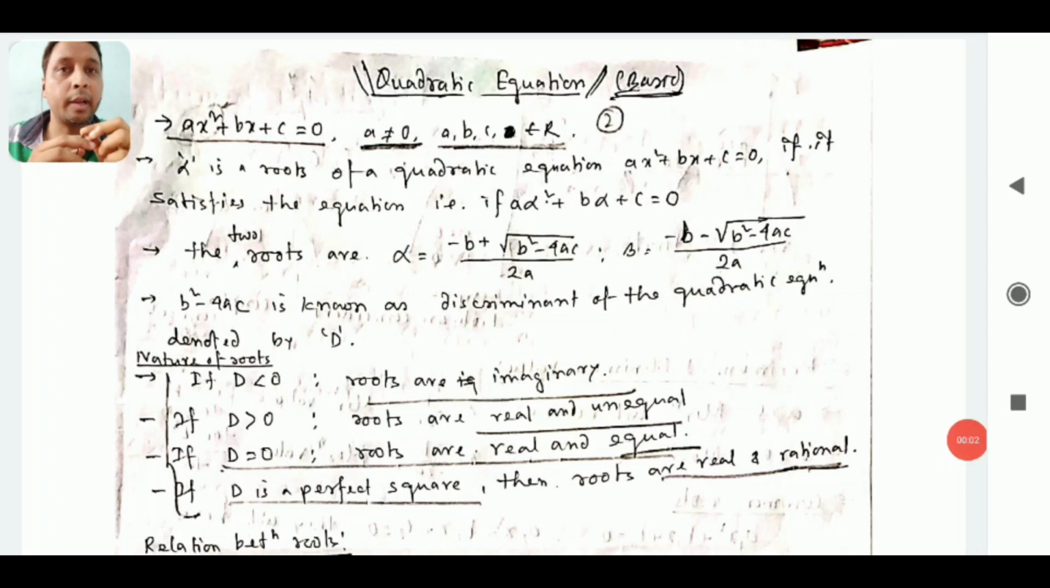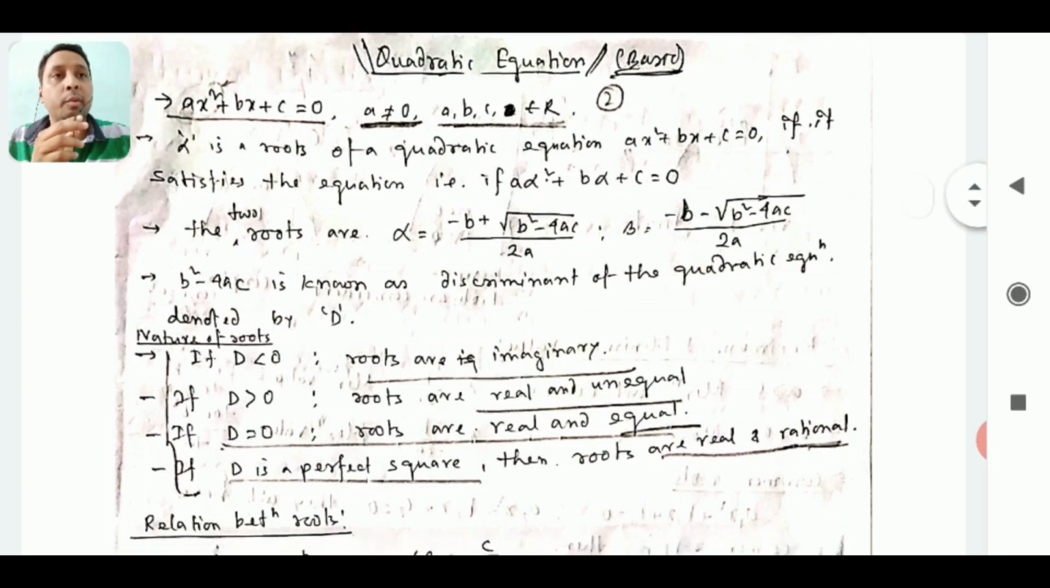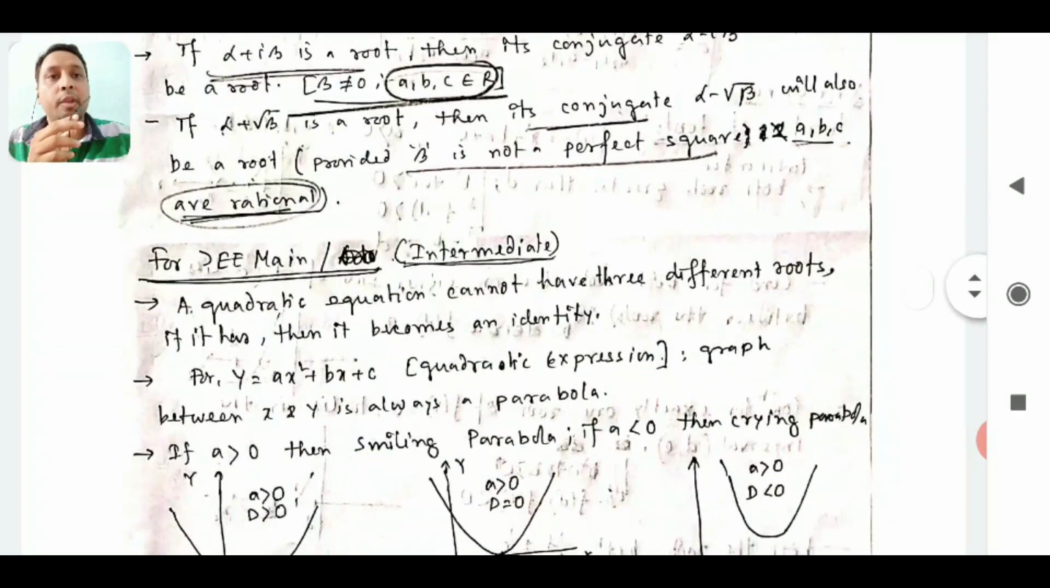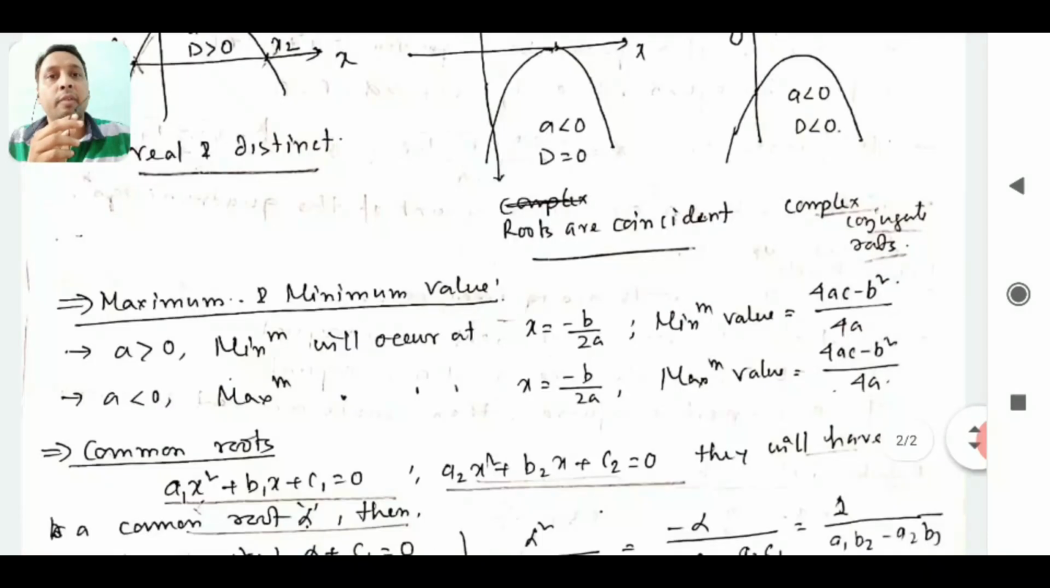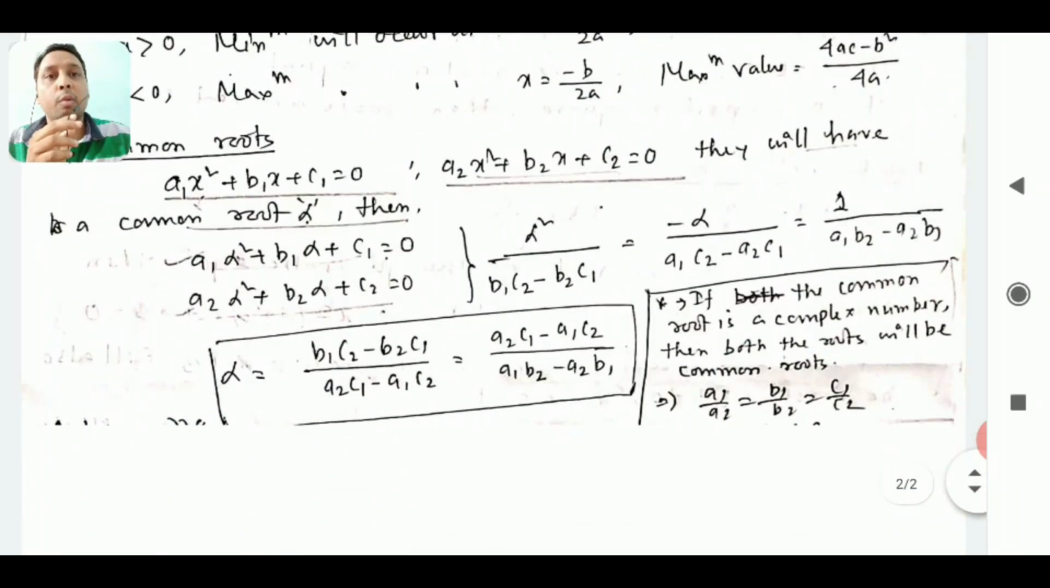Okay students, welcome to lecture 1 of this quadratic equation intermediate level. That is, we will be discussing theory for JEE Main level. This one we have done in basic levels, so from here we will start with the graphs, different types of graphs, and maximum, minimum and something on common roots.